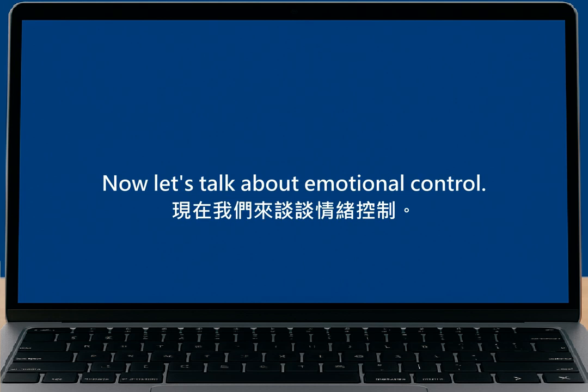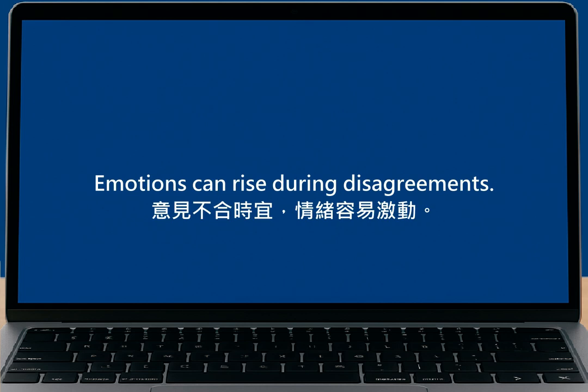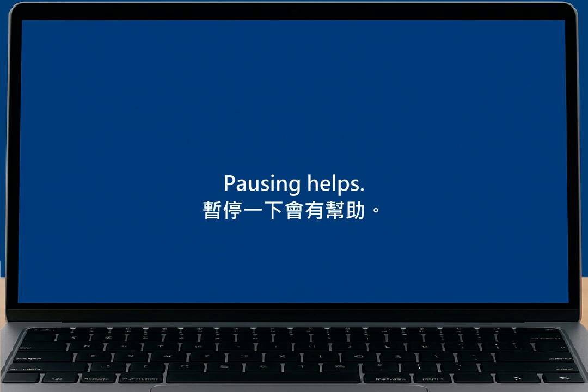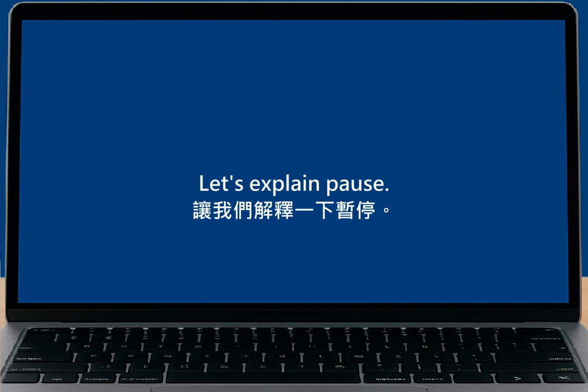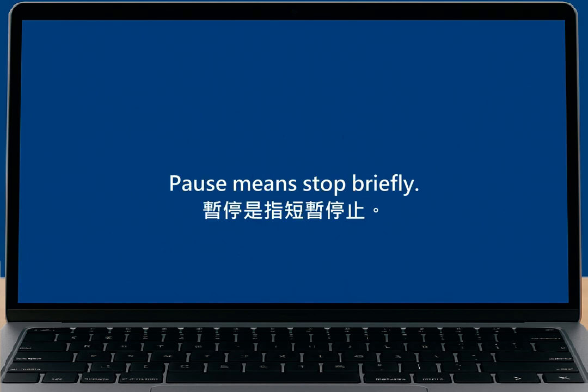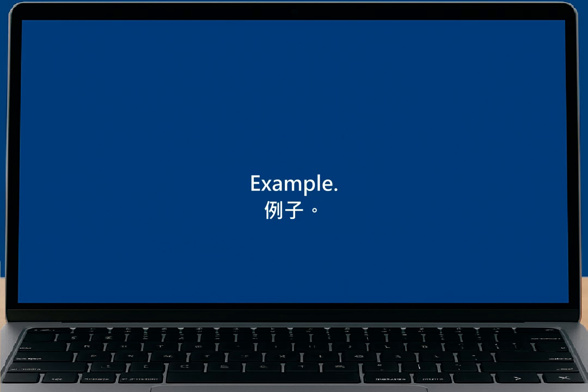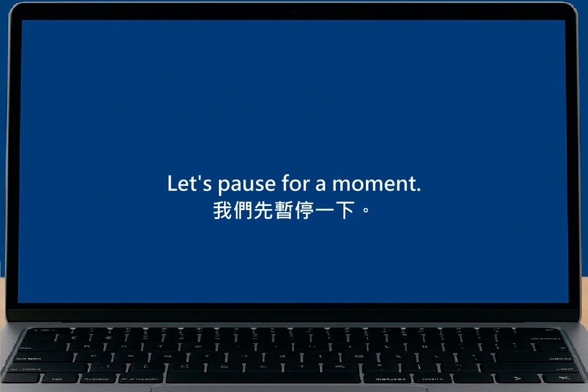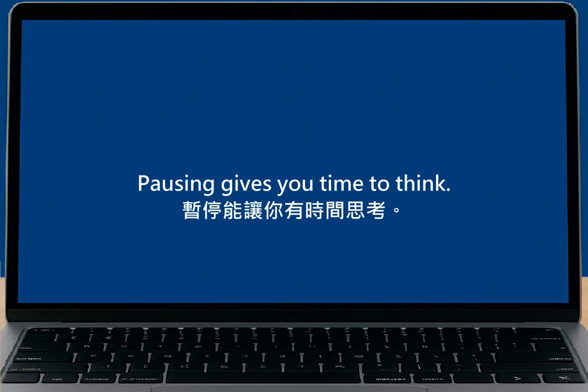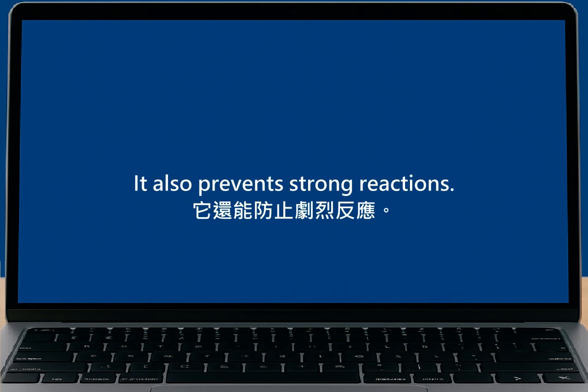Now, let's talk about emotional control. Emotions can rise during disagreements. Pausing helps. Let's explain pause. Pause means stop briefly. Example, let's pause for a moment. Pausing gives you time to think. It also prevents strong reactions.